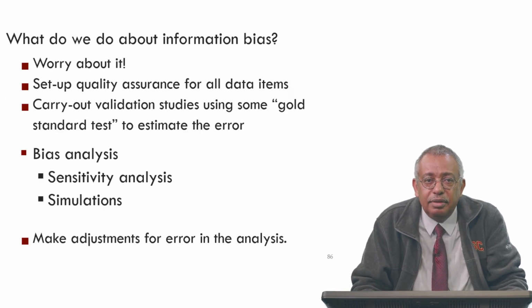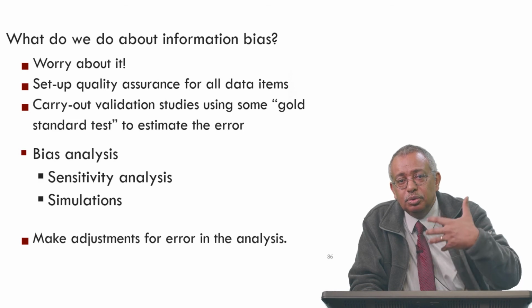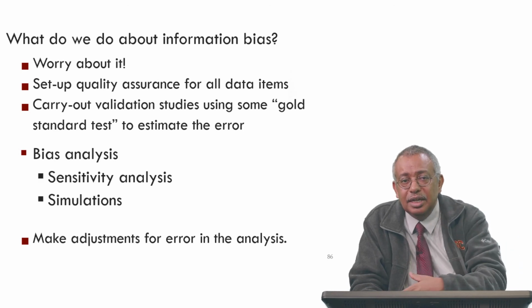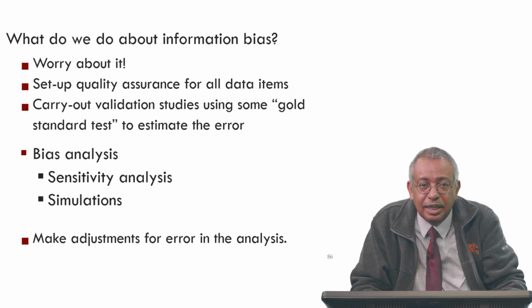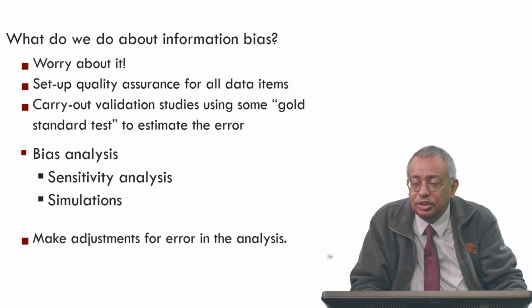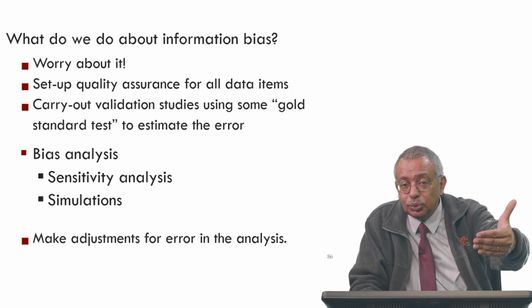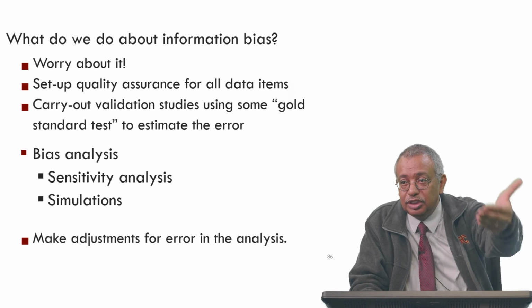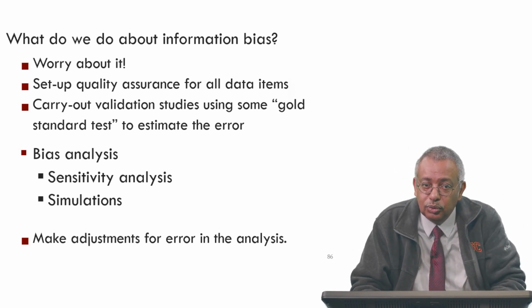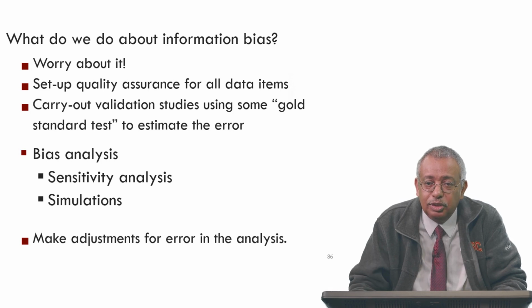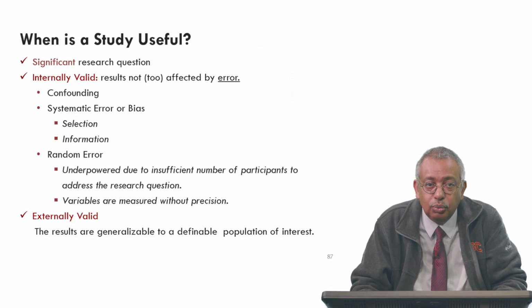Again, what do we do about information bias? Of course, we have to worry about it. So essentially, people do quality assurance for all data items. They try to carry out validation studies. They try to do bias analysis, for instance, by conducting thorough sensitivity analysis on the real data, or conducting simulation studies where you know the truth or the answer, and therefore you can see whether your procedures lead you to those conclusions. And to the extent possible, you have to make adjustments for error in the analysis as well.